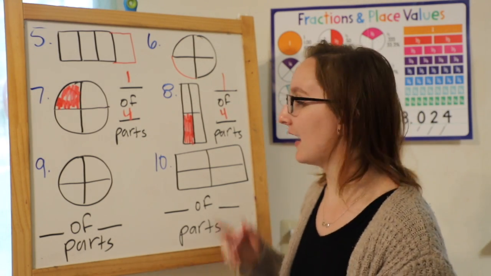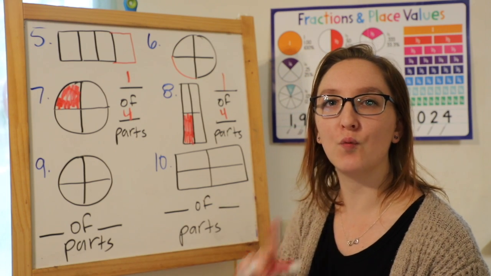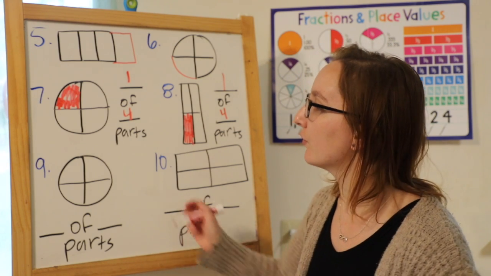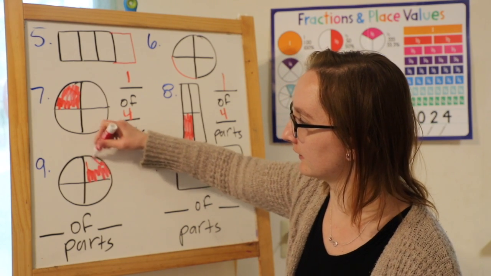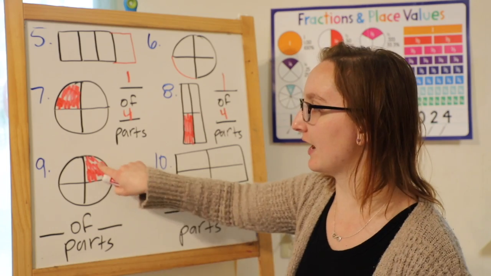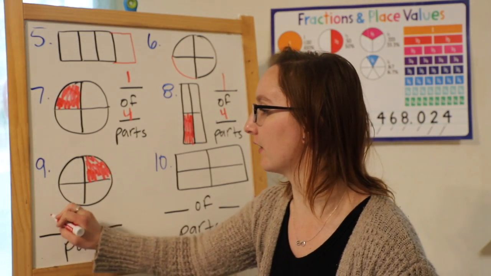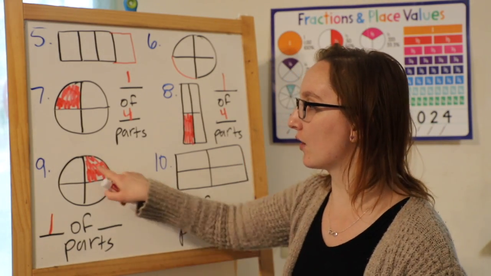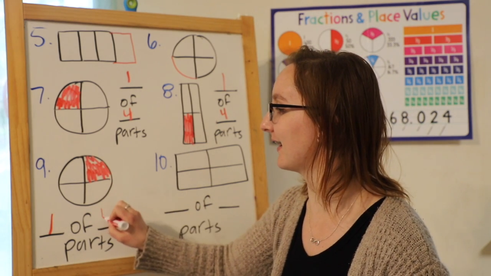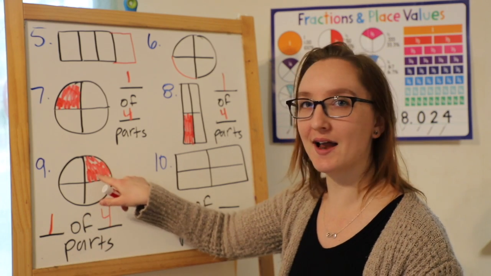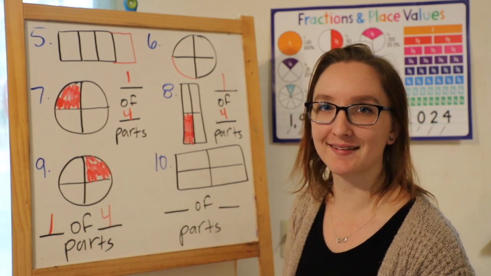Number 9 and 10, we're going to color in 1 of our equal parts. So I'm going to go ahead and color in 1 of these right here. And I colored in 1 part, so I'm going to color that right here. And there are 1, 2, 3, 4 parts total, so that's going to go on my second line. So I colored 1 of 4 parts.